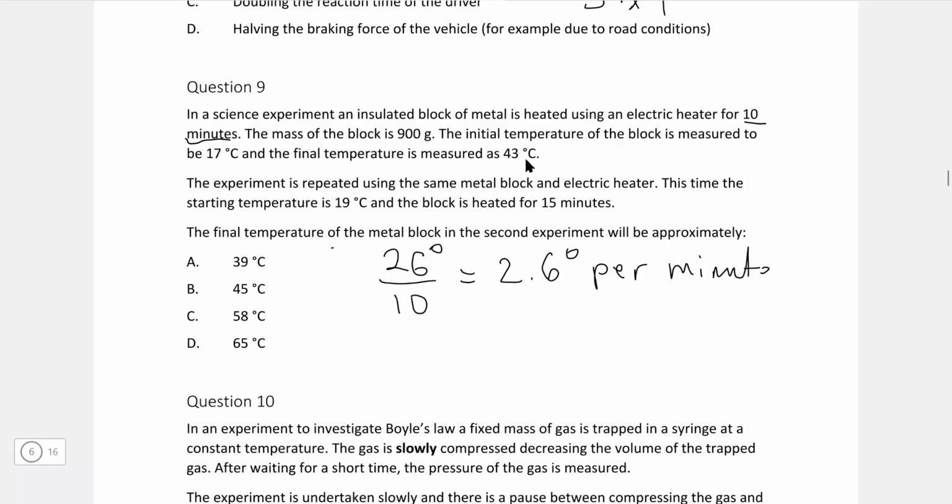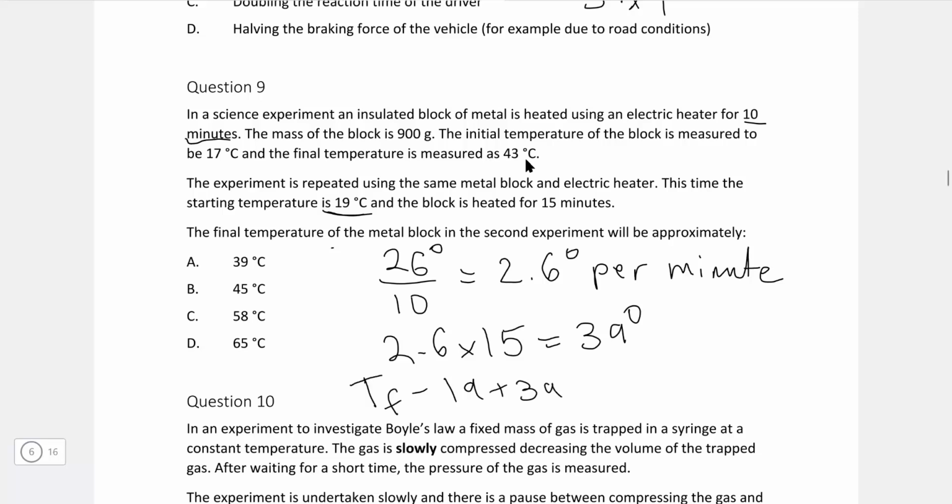Okay, well, if I repeat exactly the same thing for 15 minutes, I'm going to get 2.6 times 15. So let's put that into a calculator. 2.6 times 15 is equal to 39 degrees. However, my initial temperature is now 19, so it'll be 19 plus 39. This will be my final temperature, which is equal to 58 degrees C. Correct answer is C, like Celsius.